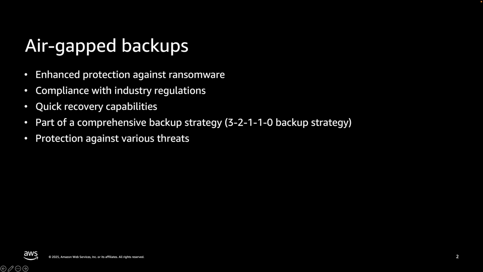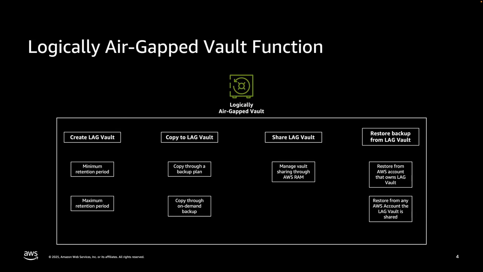The 3-2-1 backup strategy entails maintaining 3 copies of data across 2 different storage media, incorporating 1 air-gap copy for additional protection against data loss. The process of transferring backups to a lag vault can be executed through a backup plan or on-demand backup options. Sharing the vault enables cross-account access to facilitate restoration.